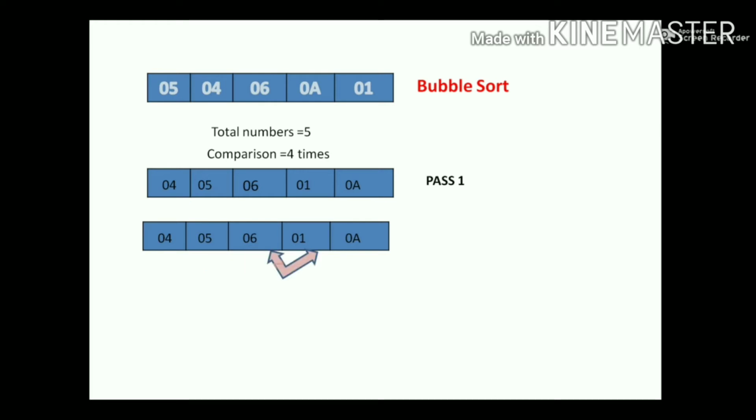Now next is 06 and 01. Yes. Now in this case 01 is less than 06, so obviously we need to swap or exchange the data. So after this, 01 will go first and 06 will follow 01, right? After that 06 and 0A, again no need of changing the data. So that will be pass 2.